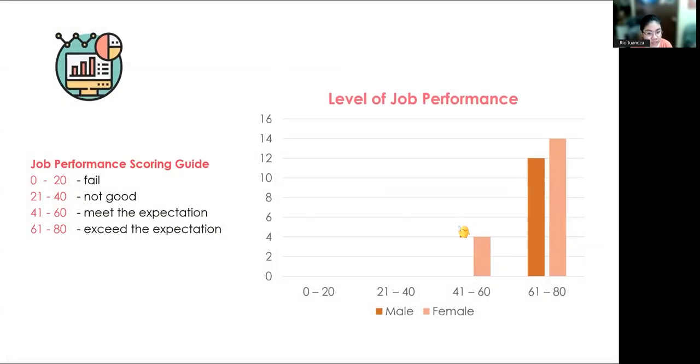As you can see, the job performance of the males tends to fall only in the range of 61 to 80, which exceeds the expectation according to the job performance scoring guide. And for the females, there are 4 who fell in the range of 41 to 60. So we will now open the Excel.